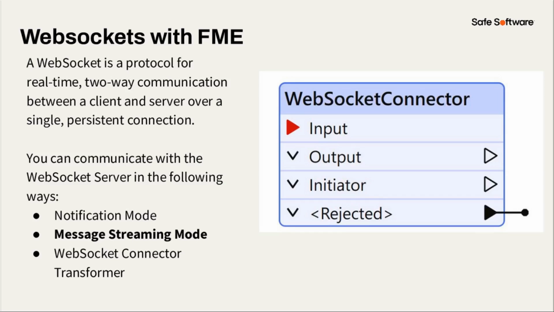You can use WebSockets with FME in the following modes. Notification mode, where a WebSocket can be used to trigger an action, like using the WebSocket trigger and a FME Flow automation to run a job when a stream becomes active, or a message streaming mode, which we're going to focus on today. And that's where we're dealing with continuous high velocity data that is running pretty much nonstop. To connect to a WebSocket stream in FME Workbench, we use the WebSocket connector transformer.